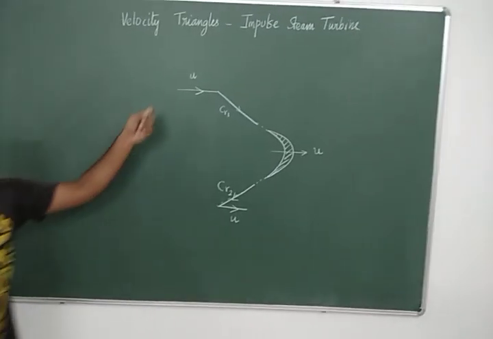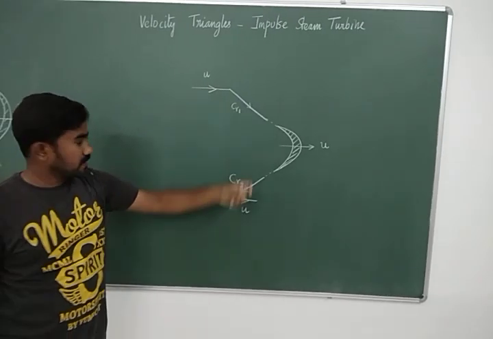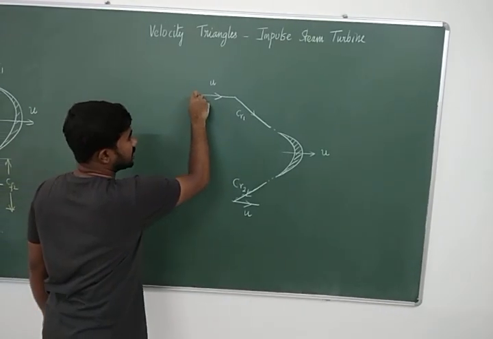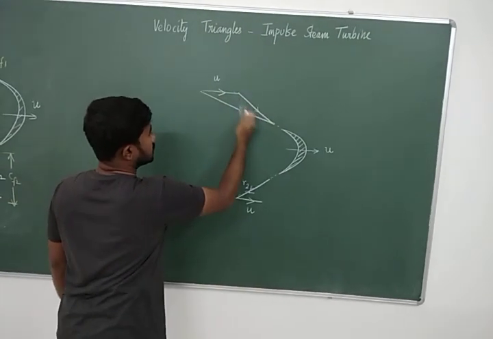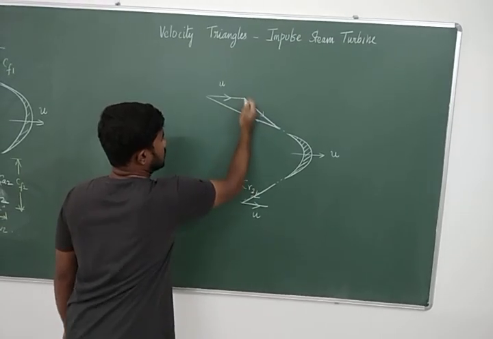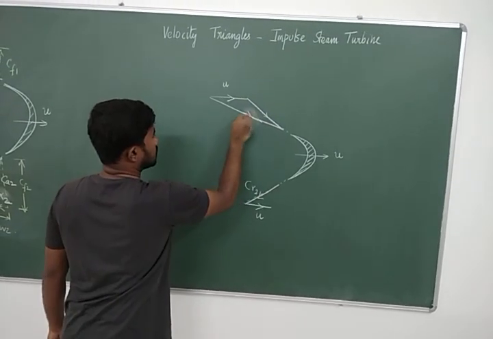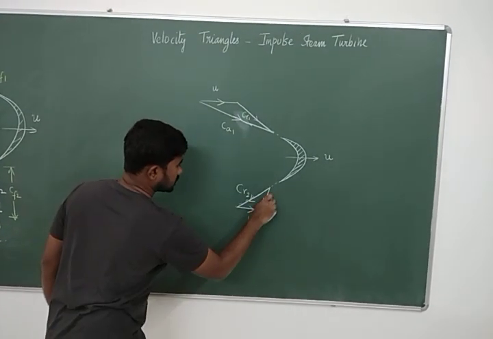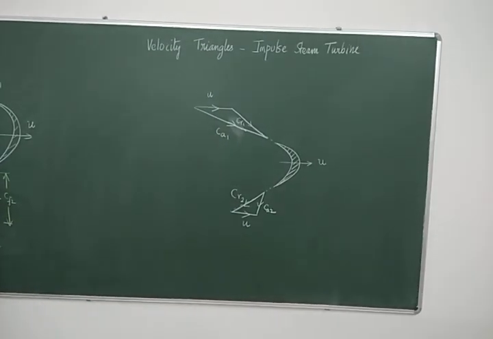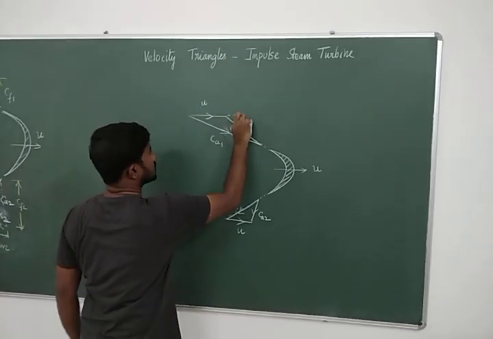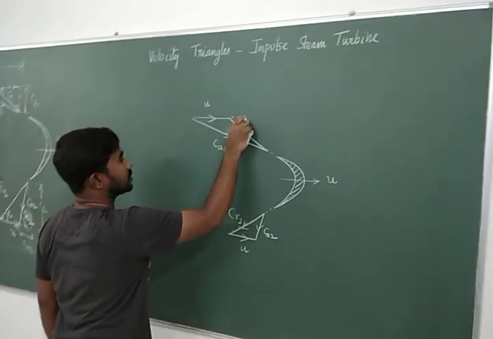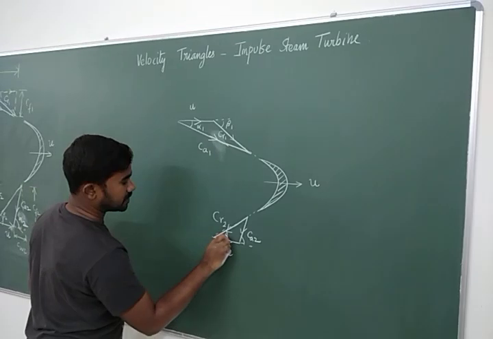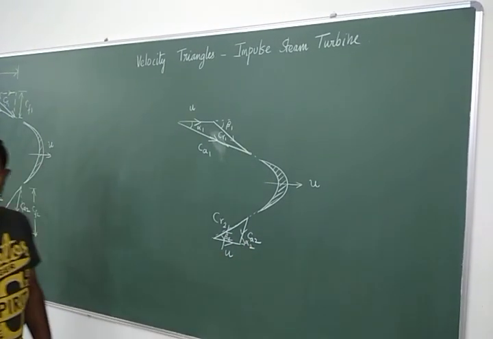The third step is U plus CR will give you CA. Again, CR plus U will give you CA. So the third step is to close the velocity triangle by drawing the absolute velocity vectors. So this is CA1, this is CR1, this is CA2. Are you there? Now this angle is called beta 1, this angle is called alpha 1, this angle is beta 2 and this angle is alpha 2. Okay.